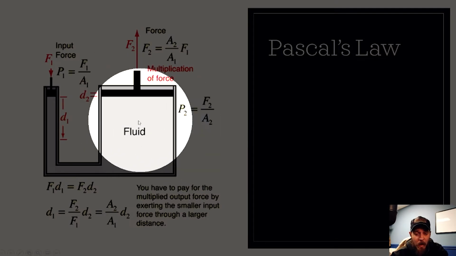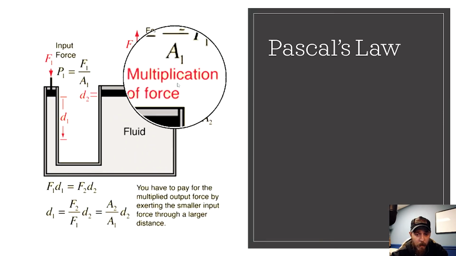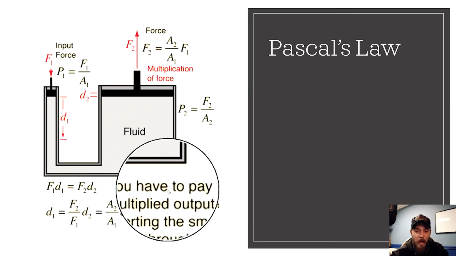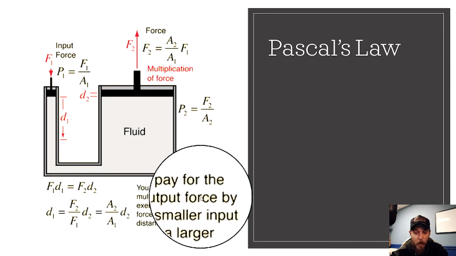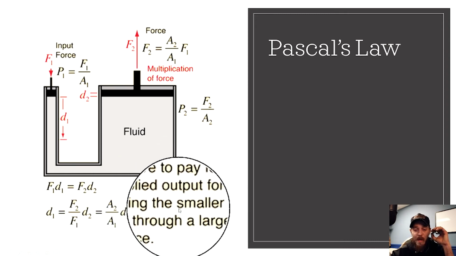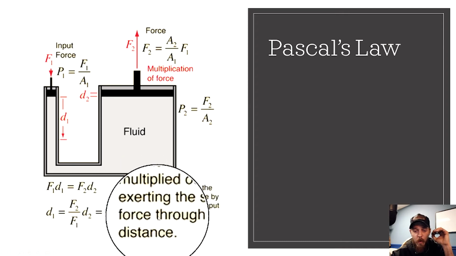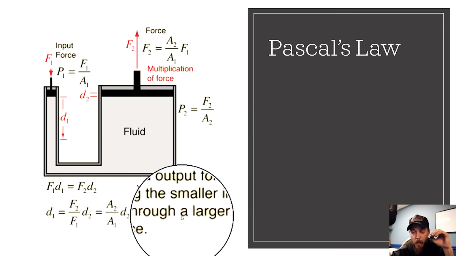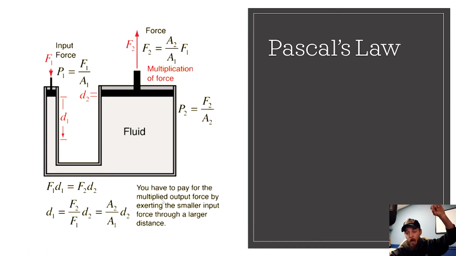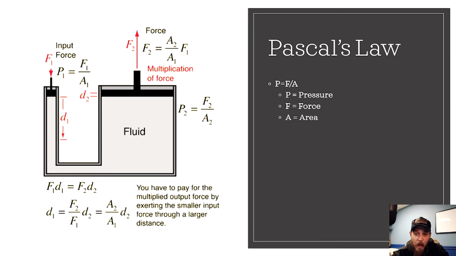Biggest thing to keep in mind, right here: you have to pay for the multiplied output force by exerting the smaller input force through a longer or larger distance. Like I said, long stroke on the jack handle, short stroke on the lifting side. So Pascal's law really boils down to P is equal to F divided by A, where pressure is P, force is F, area is A.